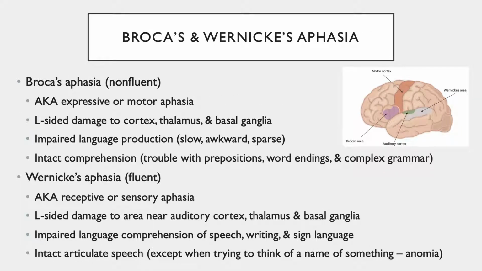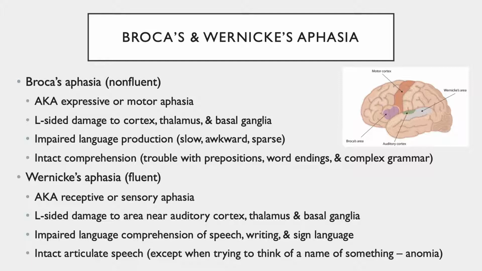As stated on the last slide, aphasia is a loss of language abilities that occurs in response to brain damage. On this slide, we'll explore two forms of aphasia, Broca's aphasia and Wernicke's aphasia, both of which occur in response to damage primarily to the left frontal or left temporal lobe. It's the left frontal lobe in terms of Broca's and the left temporal lobe when it comes to Wernicke's.